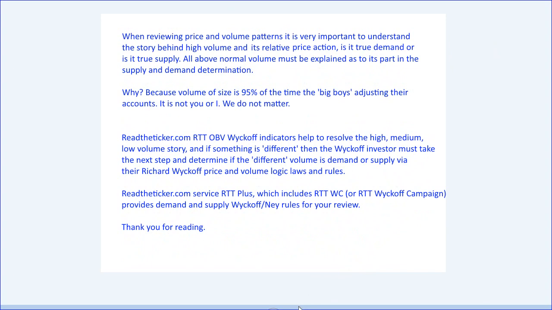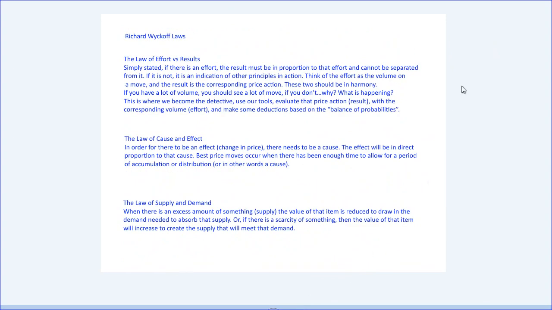It's also a good time to review the Richard Wyckoff laws. Now, when you're looking at price and volume, the most important law to understand is the law of efforts versus results. Simply stated, if there's an effort, a result must be in proportion to that effort, and it cannot be separated from it. If it is not, it's an indication of other principles and actions. Think of the effort as volume on the move, and the result is the corresponding price action.